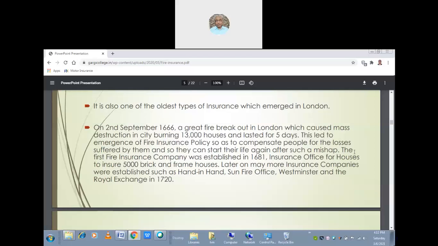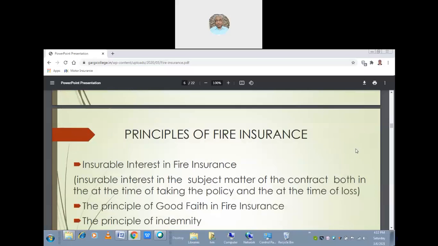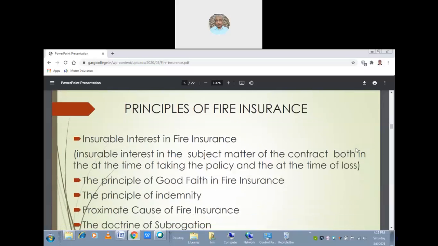The first fire insurance company was established in 1681, an insurance office for houses, to insure 500 brick and frame houses. Later on, more insurance companies were established, such as Hand in Hand, which is one of the company names, and Sunfire Office, Westminster, and the Royal Exchange in 1720. These are all the stakeholders of the fire insurance policies.